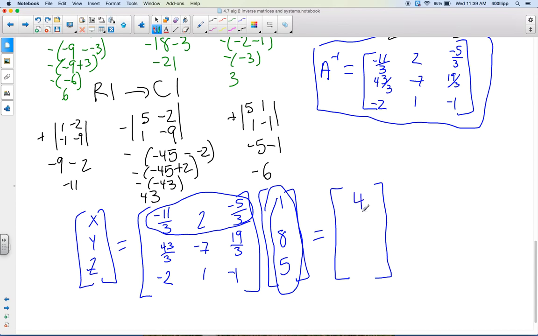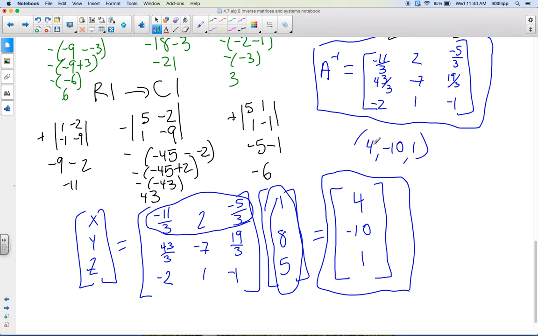Once you multiply all of them out, you should get 4, -10, and 1. This is your x, your y, and your z. And then, of course, you want to plug it in to make sure that you got the correct answer. And you can write it as an ordered triple: 4, -10, 1, and that's your x, y, z.